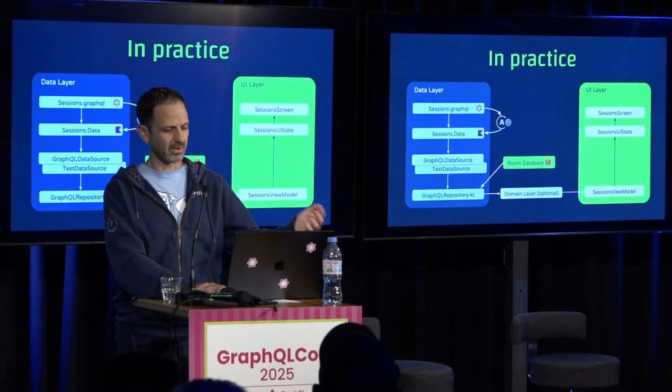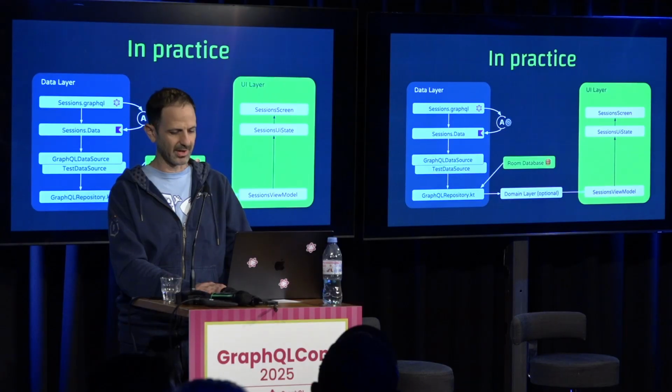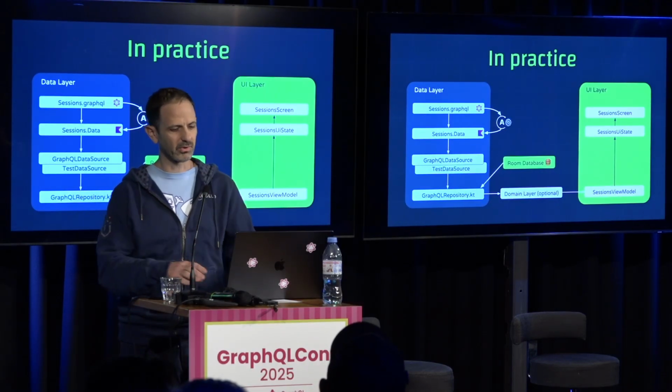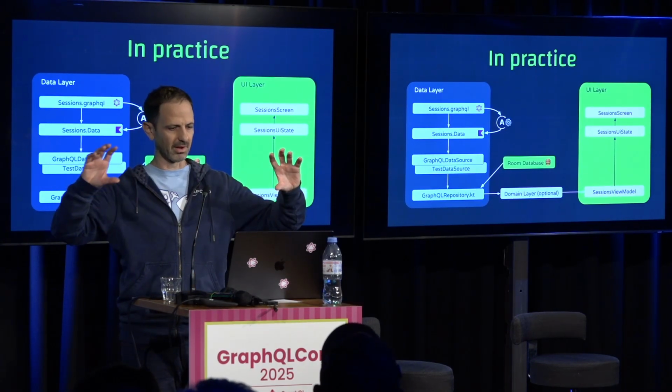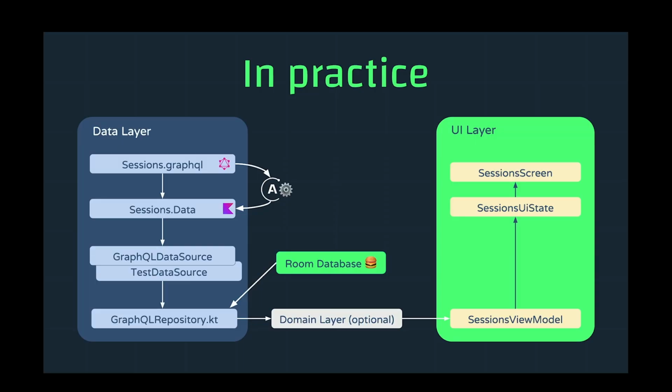Then you have a domain layer, which is optional, and you go to your UI layer where you have your sacred view model that exposes UI models to your actual views or composables, like we call them.